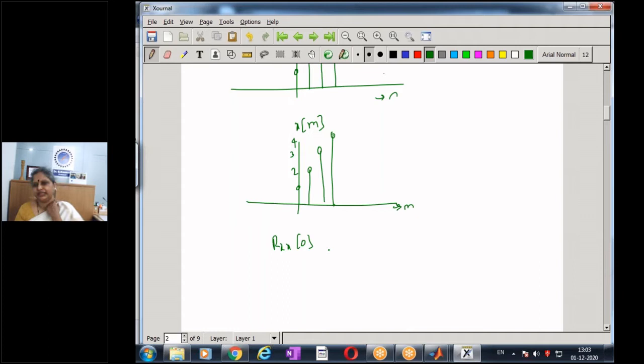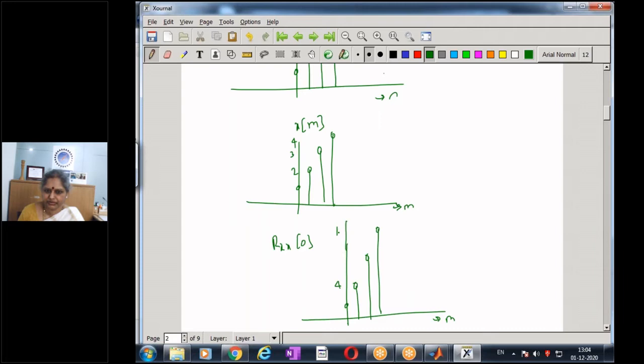When I multiply, what do I get? 1 into 1 is 1. 2 into 2 is 4. 3 threes are 9. And 4 fours are 16. The sum of this product gives me the value at n equal to 0. So 1 plus 4 is 5, plus 9 is 14, plus 16 is 30. So I get my rxx of 0 as 30.